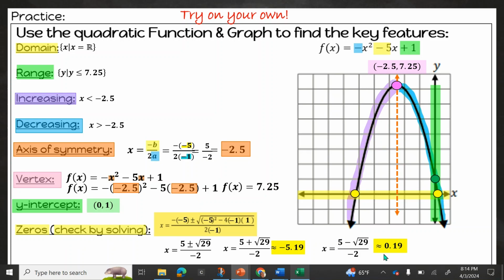And then 5 minus the square root of 29 over negative 2, and we get approximately 0.19. These little wavy lines mean that we're approximating. It's not the exact answer. This is our exact answer, but this is an approximation. This is a decimal.